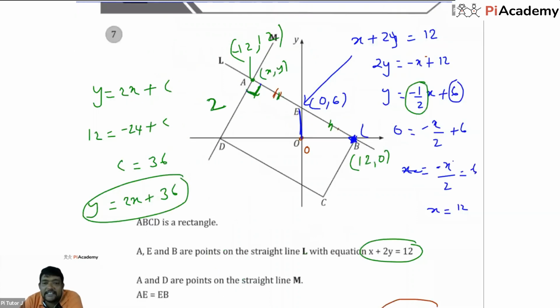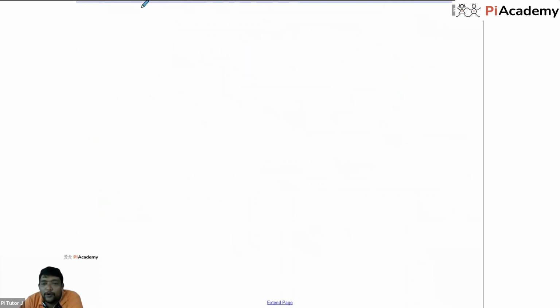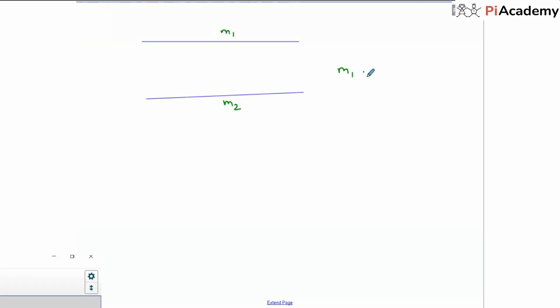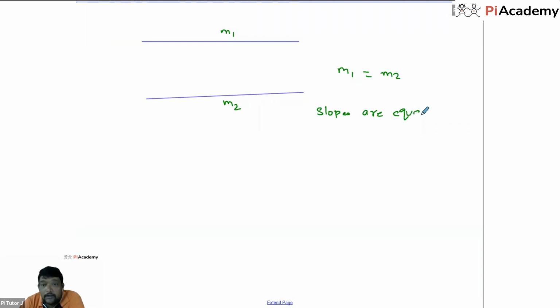Understand this. When two lines are parallel, let me show you. For example, you have this line and this line. These two are parallel. If this slope is m1 and this is m2, and the two lines are parallel, then their slopes are equal. When two lines are parallel, slopes are equal. And it is vice versa. When the slopes are equal, it means the two lines are parallel.